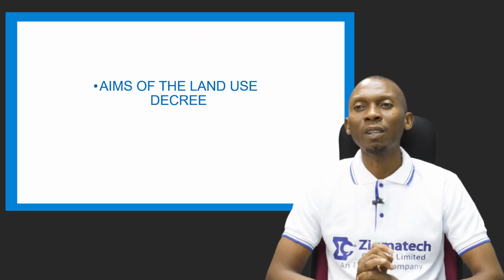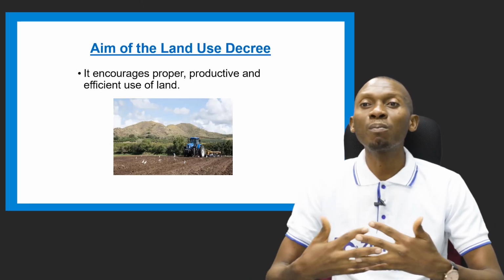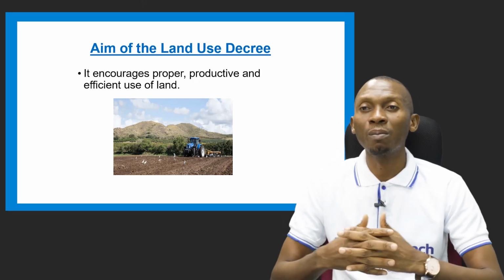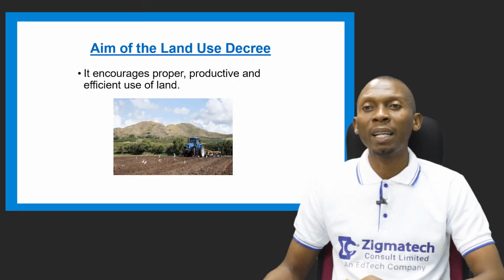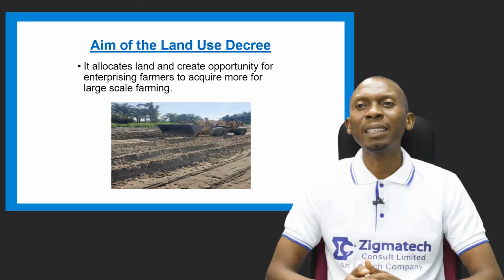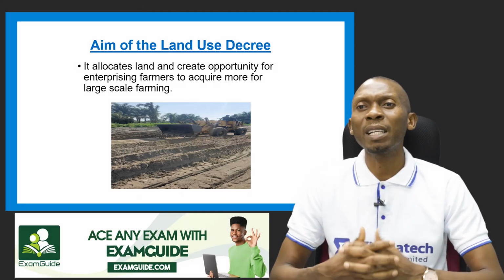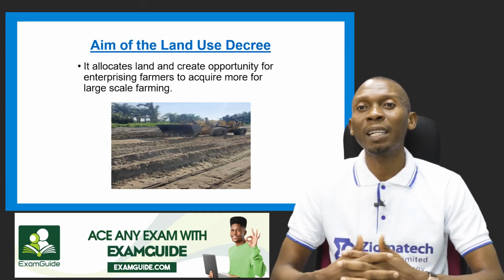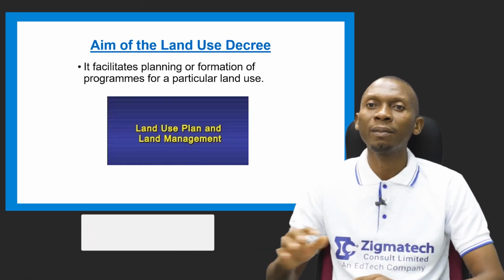Let's take a look at the aims of the Land Use Decree. What's the aim of the Land Use Decree? One, it encourages proper, productive and efficient use of land. So it will encourage the efficient use of our arable lands in Nigeria. And it allocates lands and creates opportunities for enterprising farmers who need to acquire more land for large-scale farming. So with the Land Use Decree, they are able to achieve that.